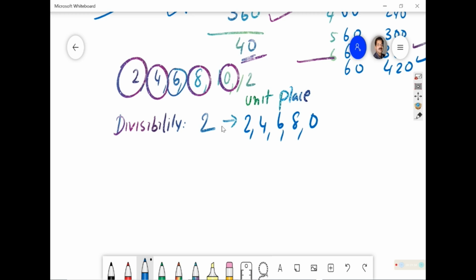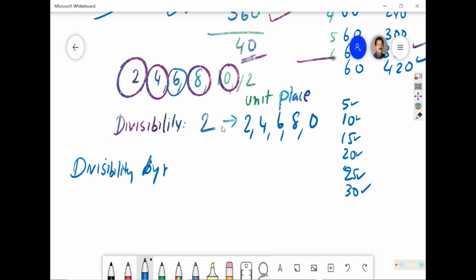Correct? If it is a table of 5, how is it? 5 1s are 5, 5 2s are 10, 5 3s are 15, 5 4s are 20, 5 5s are 25, 5 6s are 30. That means 5, 0, 5, 0, 5, 0. So what will you write? Divisibility by number 5, if it is asked. So what we will say? Unit place should contain 0 or 5.